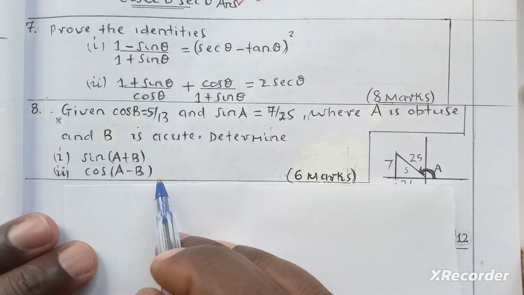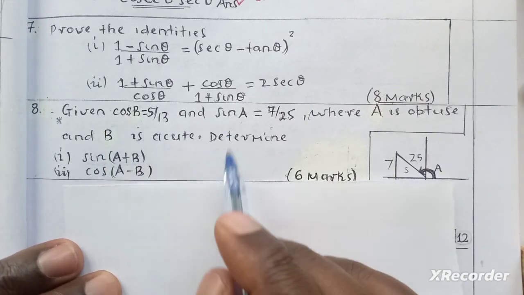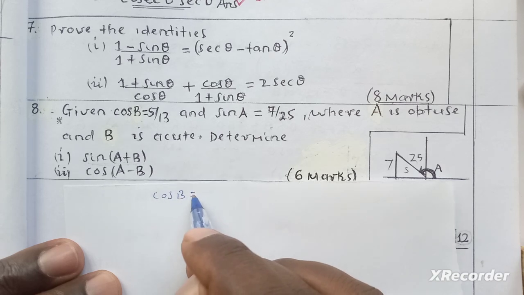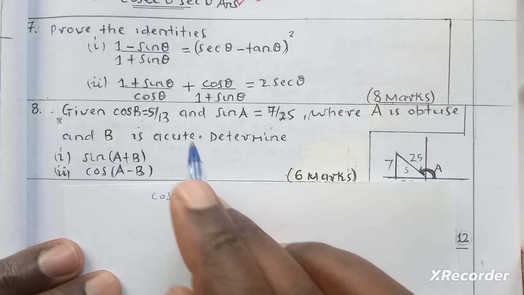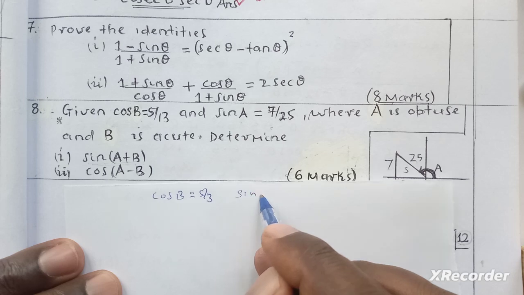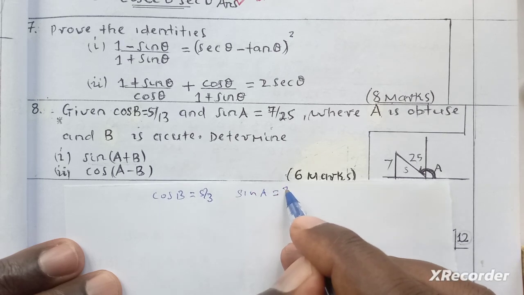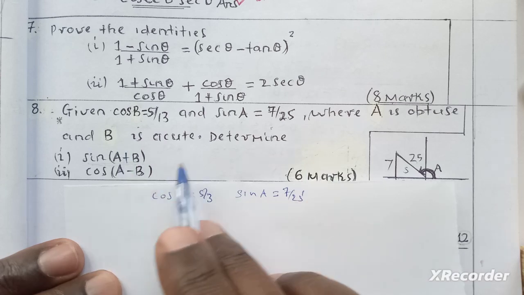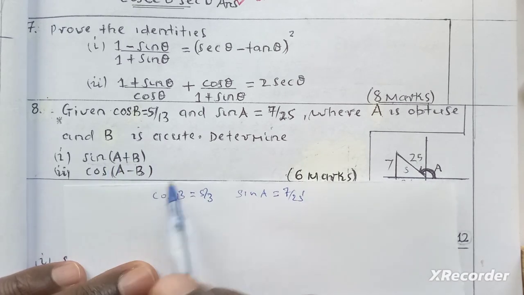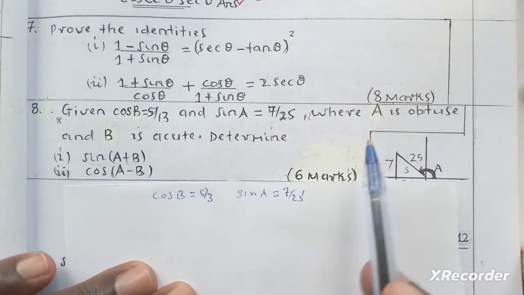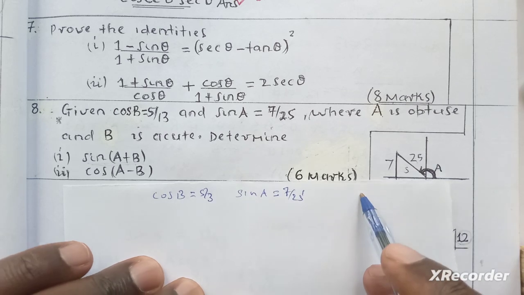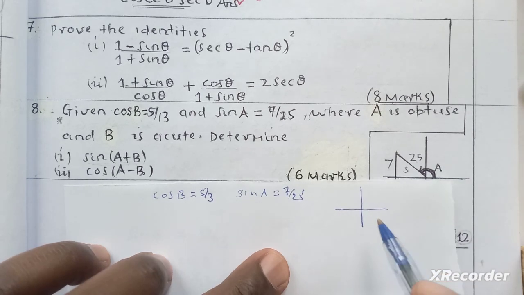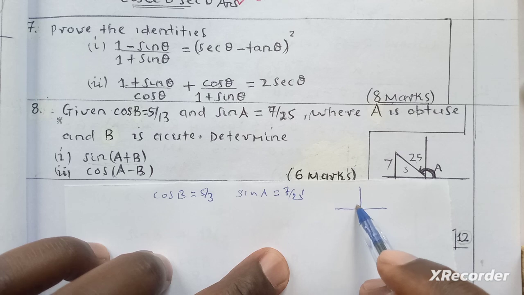Question number 8. Given cos B is equal to 5 over 13, and sine A is equal to 7 over 25, where A is obtuse and B is acute, determine that. So we draw this one where we are saying A is obtuse. If it is obtuse, it is going to be more than 90, so it is going to come to this side.